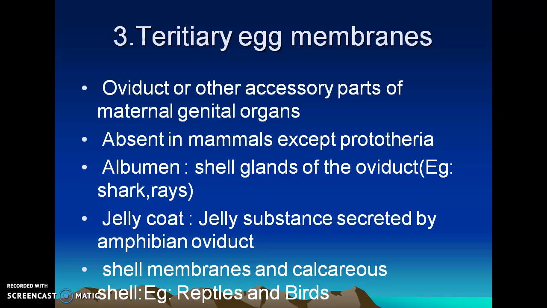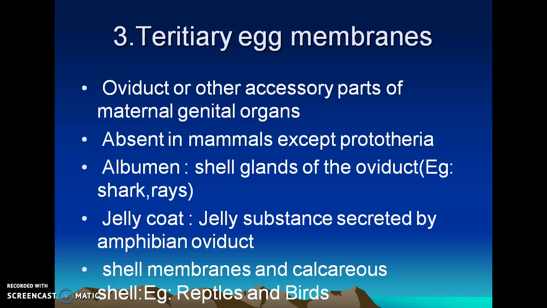So you can see this tertiary egg membrane mainly in mammals. If you are considering mammals, you can see this tertiary egg membrane mainly in the Prototherians. And tertiary egg membranes generally include albumin, jelly coat, and the calcareous shell, etc. Albumin is generally produced by the shell glands of the oviduct. For example, in sharks and rays, the shell glands present in the oviduct produce the albumin. This is the tertiary egg membrane.